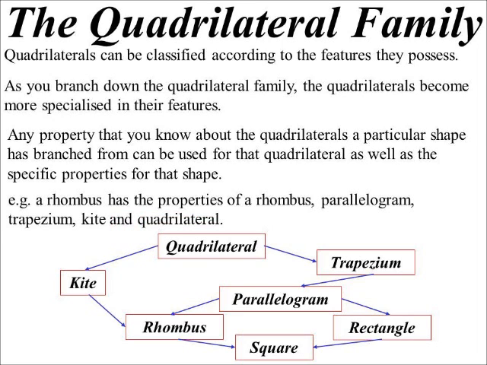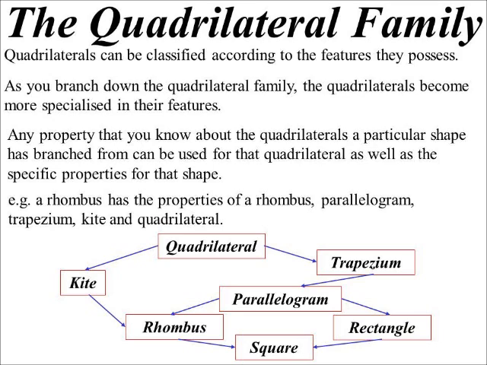So for example, a rhombus branches off a kite, it branches off a parallelogram. The parallelogram branches off the trapezium, and they all branch from the quadrilateral. So in fact, a rhombus would have all the features of a quadrilateral, a trapezium, a parallelogram, and a kite. You could use any of the features from any of those shapes if you know the shape is a rhombus.